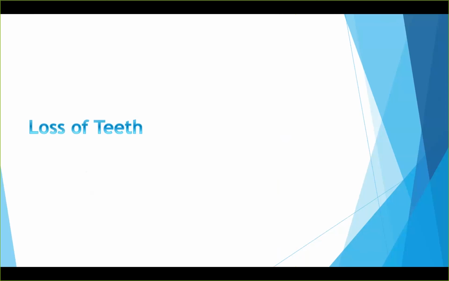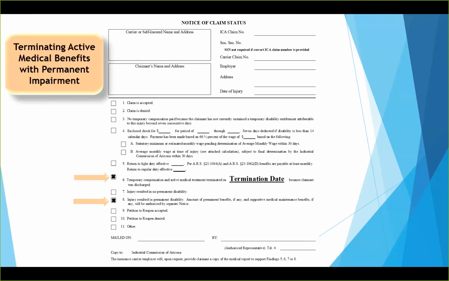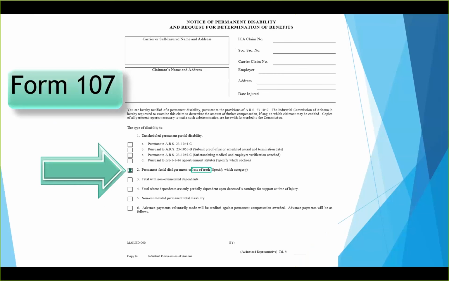Now moving on to loss of teeth. They are closed the same way as any other scheduled injury. You'll issue a notice of claim status, again checking boxes number 6 and number 8 with the termination date included on number 6. Now this is a Form 107, also known as the Notice of Permanent Disability and Request for Determination of Benefits. This is the form that you would issue in those cases of facial disfigurement or, in this example, loss of teeth. You're going to check box number 2 on this form and then circle or underline whichever one applies to your case, either facial disfigurement or loss of teeth.